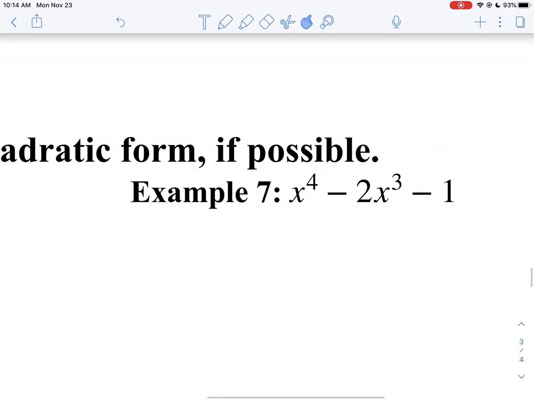Now the problem is, on example 7, you notice, if I take x to the 3rd and I square that, I don't get x to the 4th. So this one is not possible to write in quadratic form. You'd have to do this a different way.